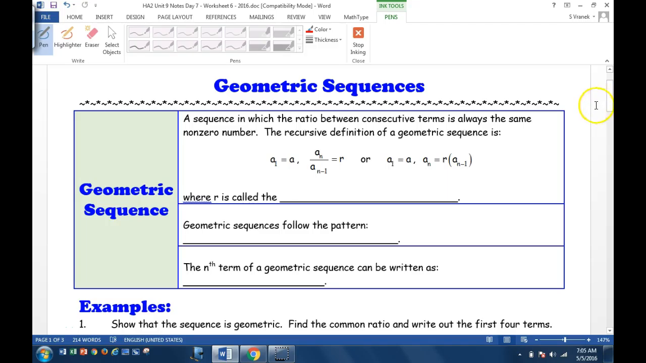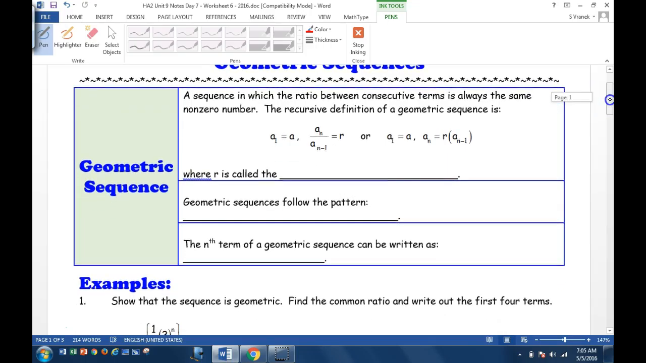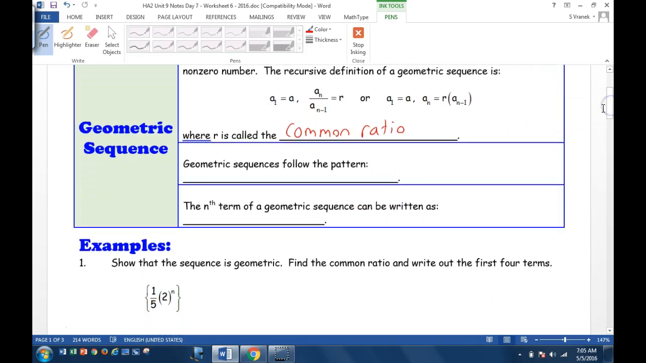So today we're going to talk about a geometric sequence. We were doing arithmetic before, where the difference between the terms was the same. A geometric sequence is where the ratio between consecutive terms is always the same. Recursively, it's defined as: if you have a spot, all you need to do is multiply by r to get from the previous term to the next term. And r is called the common ratio.